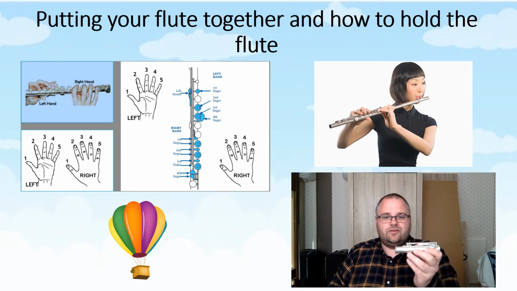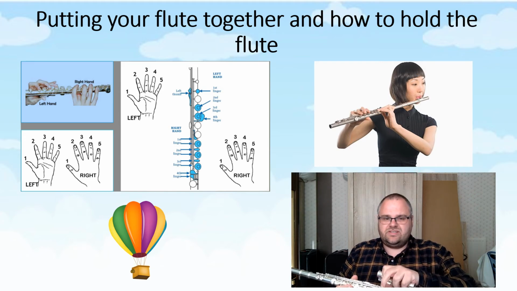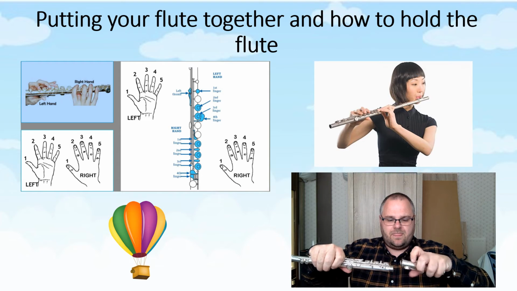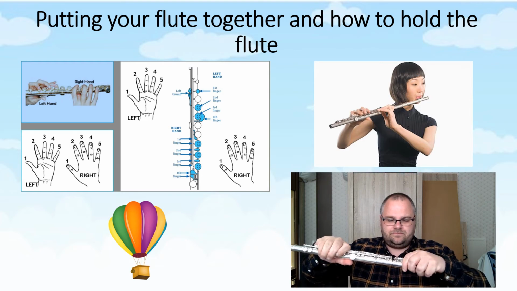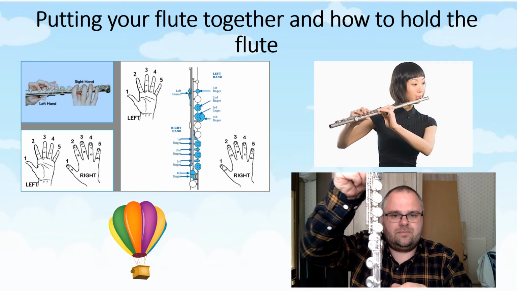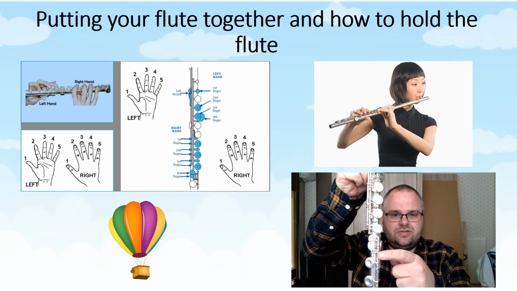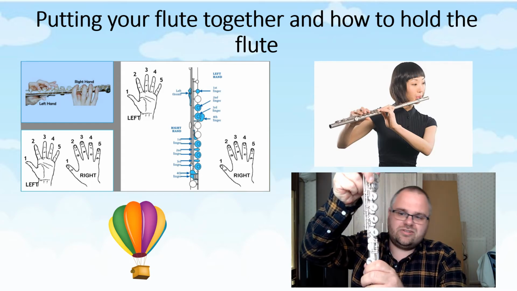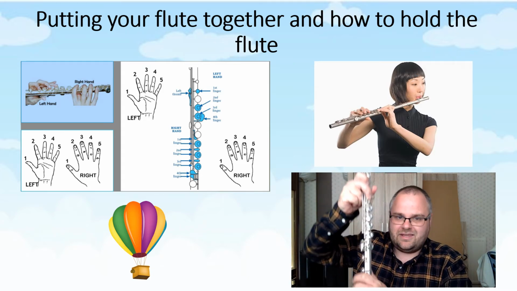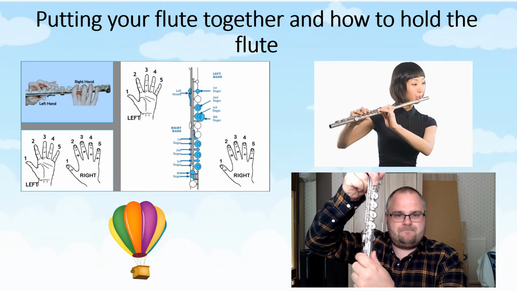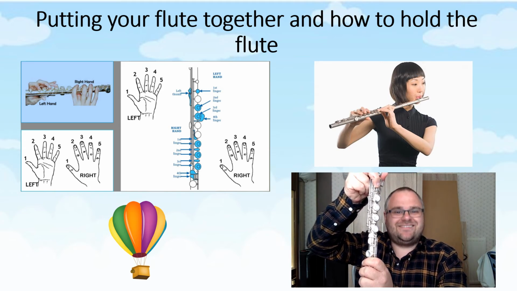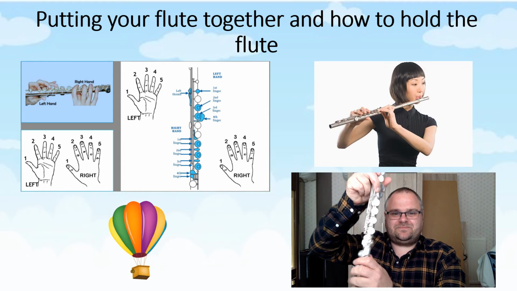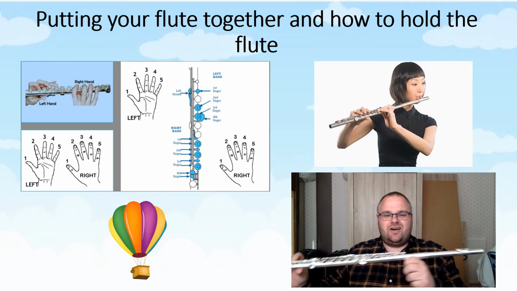Now take the foot joint and we're going to twist and push the foot joint onto the bottom end of the flute. Line up the bar of the foot joint with the keys, not like this, like this. So now we've set our flute up.